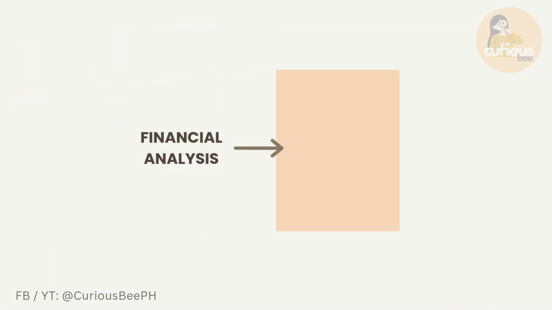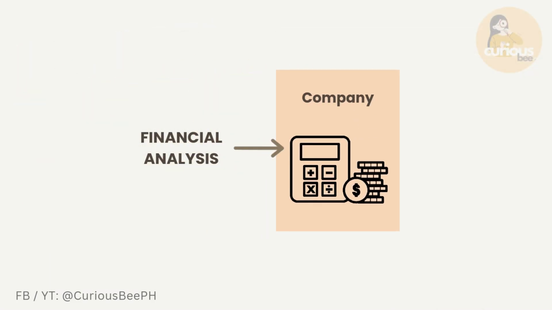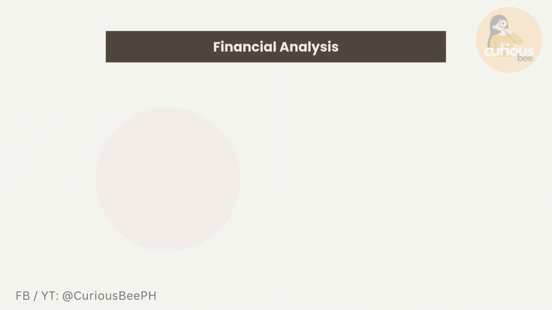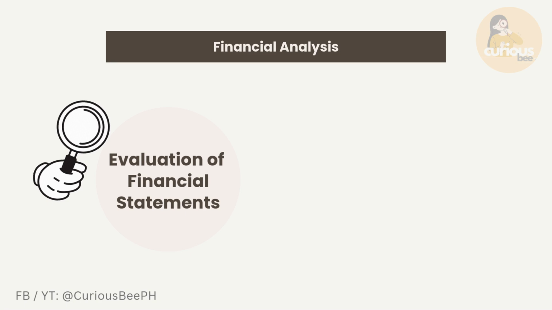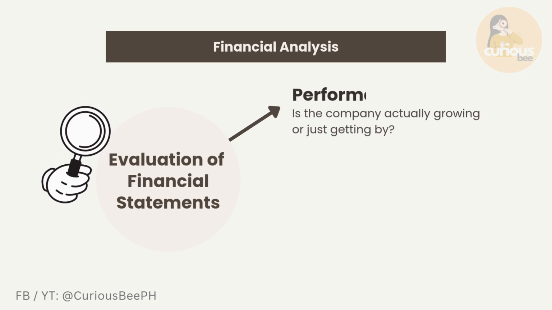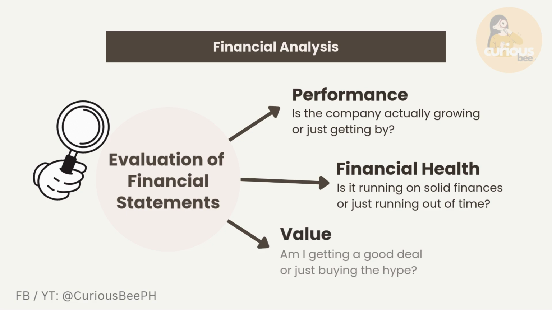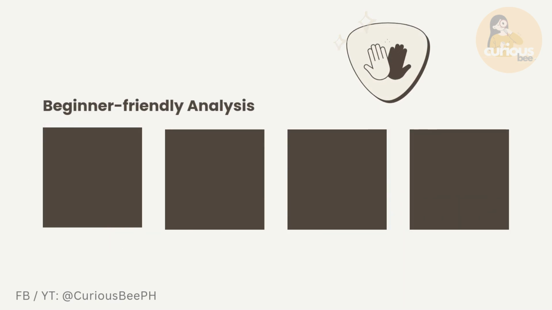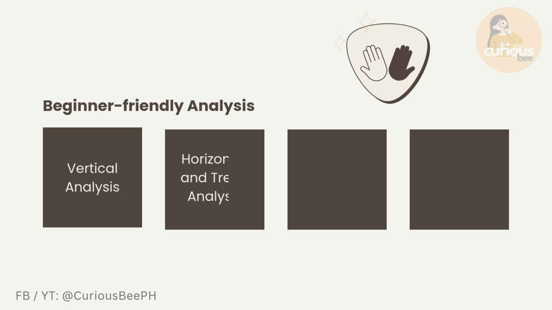Financial analysis is a tool to understand the company. It is a core part of fundamental analysis that focuses on the numbers that tell the real story of a company. Financial analysis is the process of evaluating a company's financial statements to assess its performance, financial health, and value. These are the most common and simplest financial tools that any beginner can confidently use on their own: vertical analysis, horizontal and trend analysis, ratio analysis, and relative valuation.